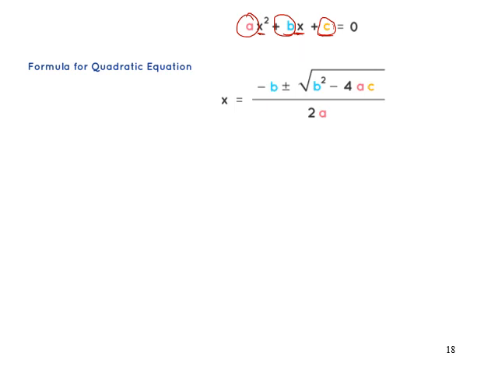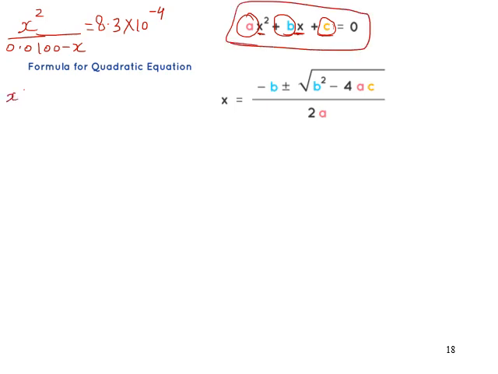Okay, for example, let's try it out. The equation that we had initially, if I remember it correctly, was x squared divided by 0.0100 minus x, and that was equal to 8.3 times 10 raised to the power minus 4, right? So you have to rearrange that equation to look something like this. Let's rearrange it. That would give me x squared is 8.3 times 10 raised to the power minus 4 multiplied by 0.0100 minus x.